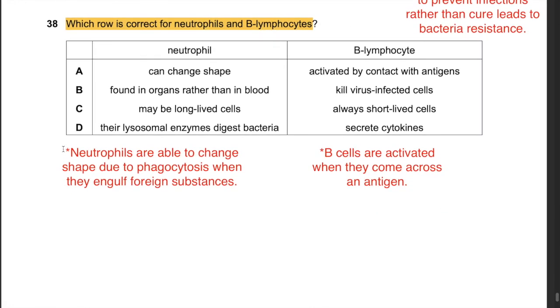Question 38. Which row is correct for neutrophils and B lymphocytes? Neutrophils are able to change shape due to phagocytosis when they engulf foreign substances and digest them. B cells are activated when they come across an antigen. B cells do not secrete cytokines, therefore option D is wrong. And neutrophils are not only found in organs but also found in blood, therefore option B is wrong. The closest and most correct answer is option A. Neutrophil can change shape. B lymphocyte is activated by contact with antigen.